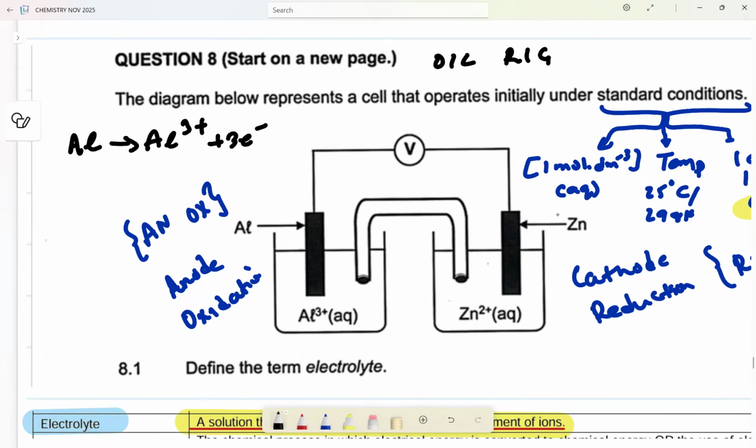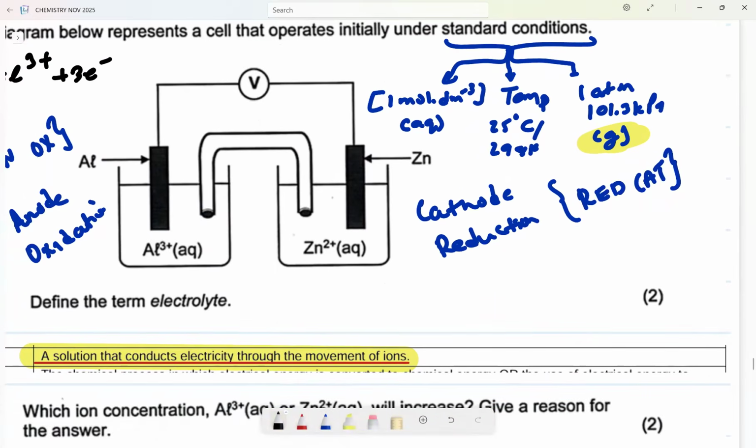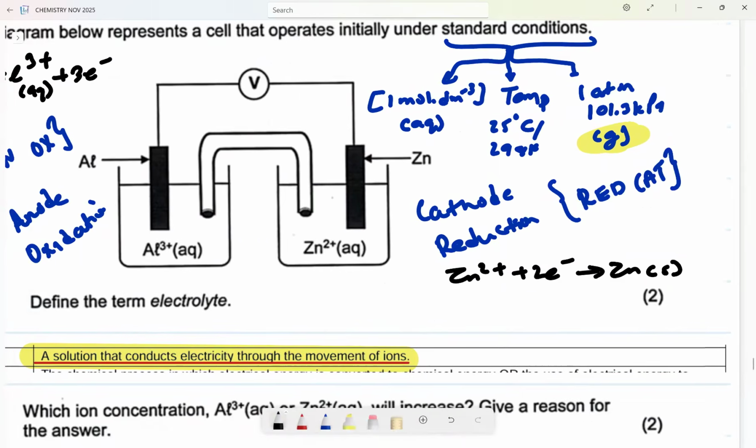How do I know it is this one? Because this is a pure aluminium and Al3 plus. Just make sure that you are aware of that. And then at the cathode here, this one will undergo reduction. So it means zinc 2 plus will be reduced to zinc solid. This is aluminium solid, aqueous. Zinc 2 plus aqueous. Let me just do this.